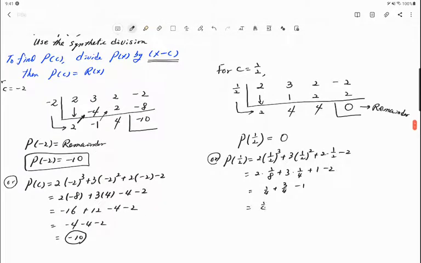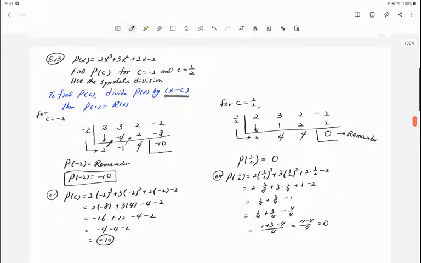Then if you keep going, 3/4 and then minus, this is 4/4. So finally 1 plus 3 minus 4/4. Then that is equal to 4 minus 4/4 is 0, right? So we got 0. And this one takes time, right? So using synthetic division is much easier to find the value of P of x, P of c.